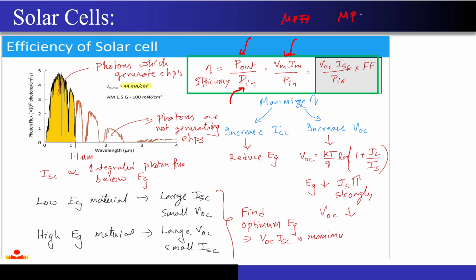So I'll just highlight as MPT, maximum power point. Only when I operate at the maximum power point will the efficiency of the solar cell be maximum. We have already seen the maximum power is nothing but the product of Vm into Im. Now these numbers are a little bit difficult to measure.